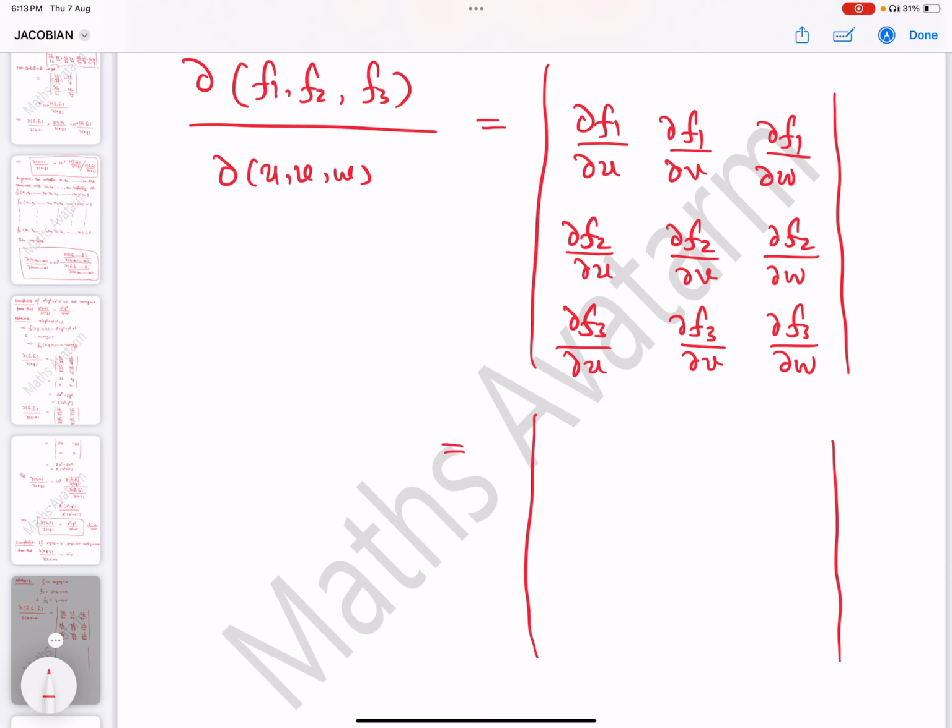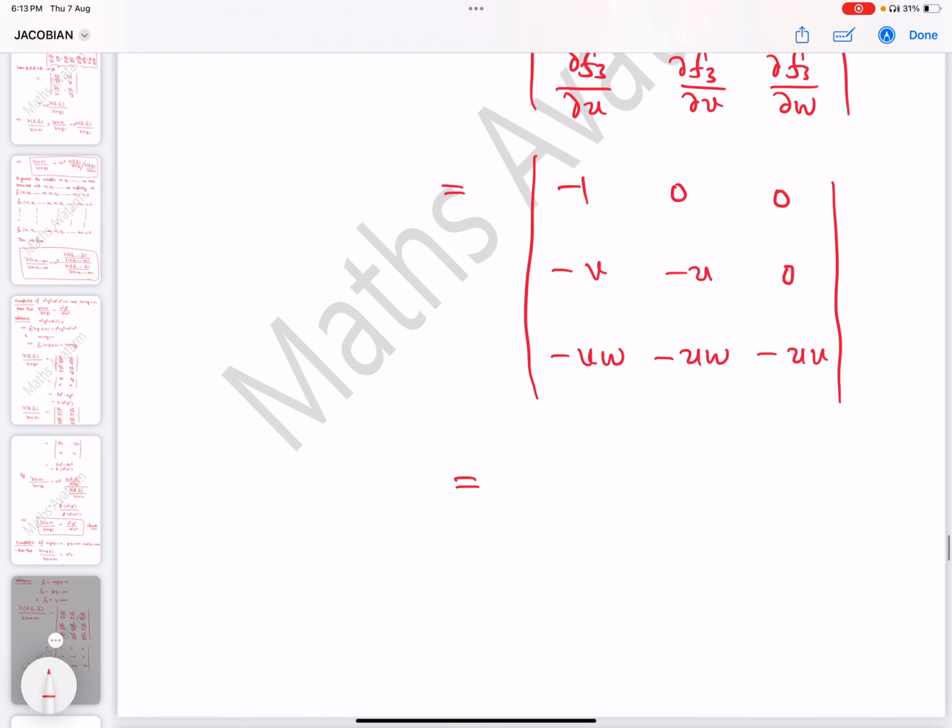So what is del f1 del u? Minus 1. And this is 0. And this is also 0. And this is minus v, minus u, 0. And this is minus vw, minus uw, minus uv. Okay. So after solving it, what we will get? We will get minus u square v. Okay.